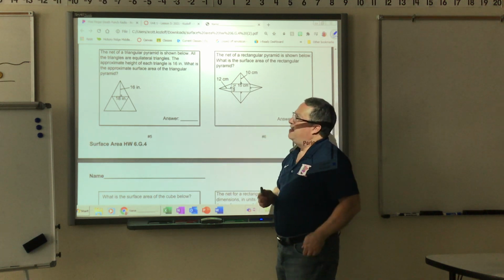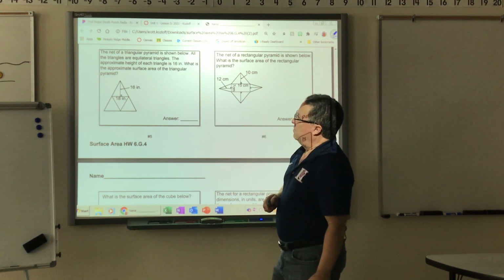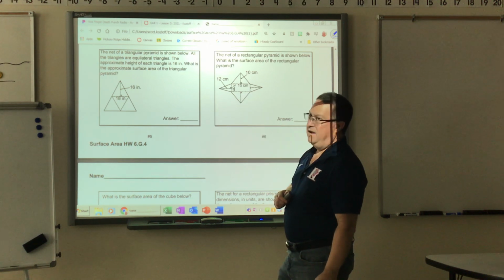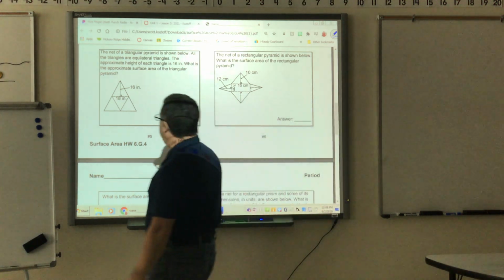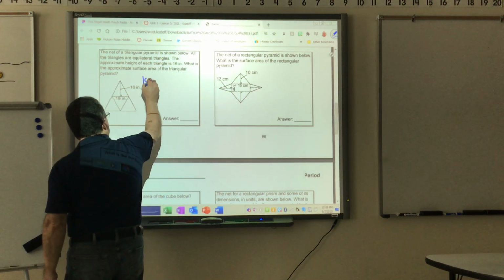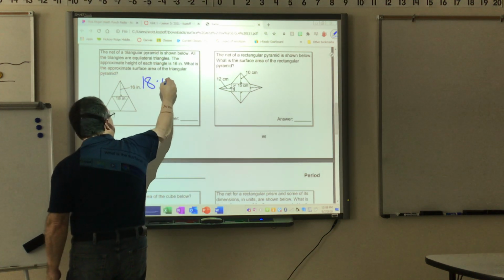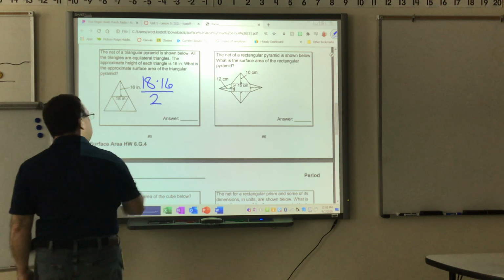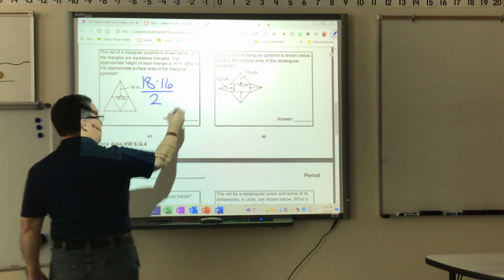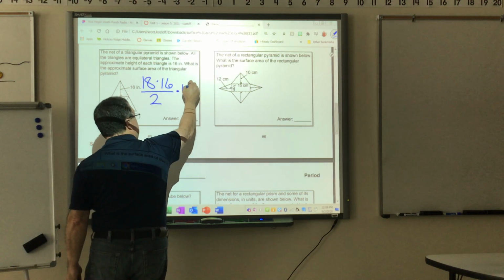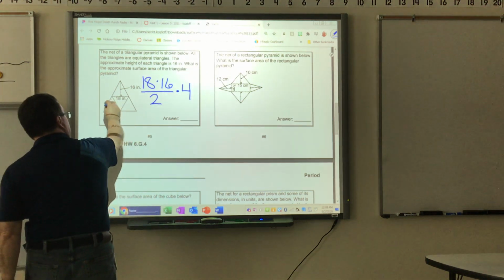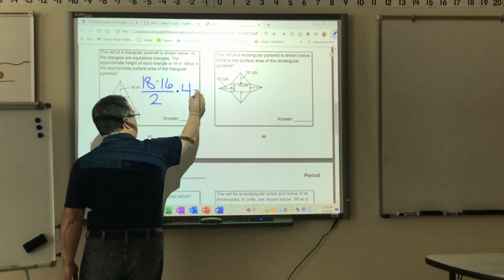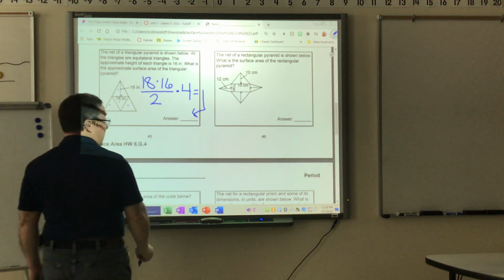So let's start with an equilateral triangle, okay? And it says the pyramid, all the triangles are equilateral. So once again, I'm going to take 18, the base, times 16, the height, divide it by 2, because they're triangles, and then I'm going to multiply that by 4, because there are 1, 2, 3, 4 triangles. That will give me my answer.